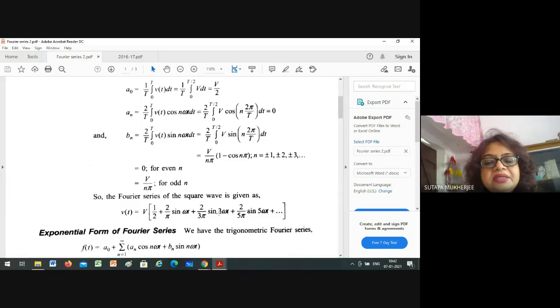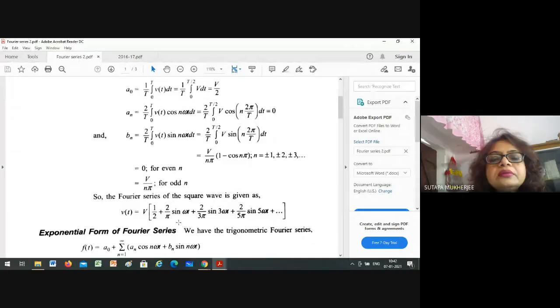Now put the series. I mean create the series which is equal to V. What is the value of n? I'm sorry, a0 is V by 2 plus, what is the series? Anybody can tell me what is the series? a0 plus the sum from n equals 1 to infinity of an cos n omega t plus bn sin n omega t.